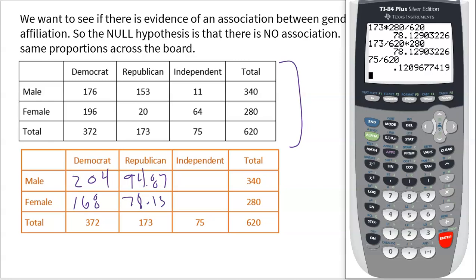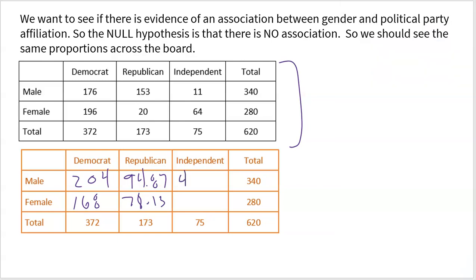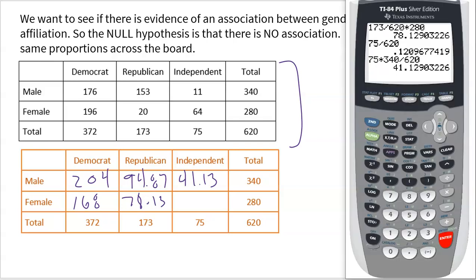And then, if I want to do this a little bit faster, I could do 75 times 340 divided by 620. So that should put 41.13 males that should be independent. And then you look at that number and you're like, what? There were only 11. That number's way off. And again, that's all signs pointing to maybe there is an association. But that's why you actually have to finish the test up. So 75 times 280 divided by 620 is 33.87 for the females.